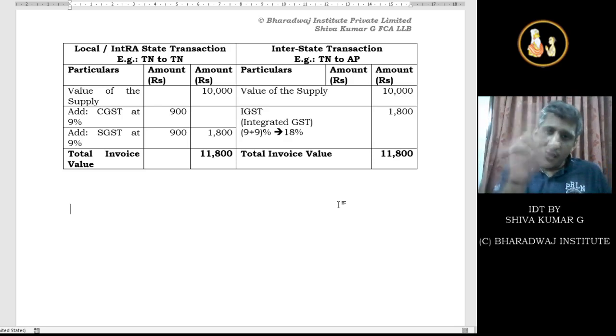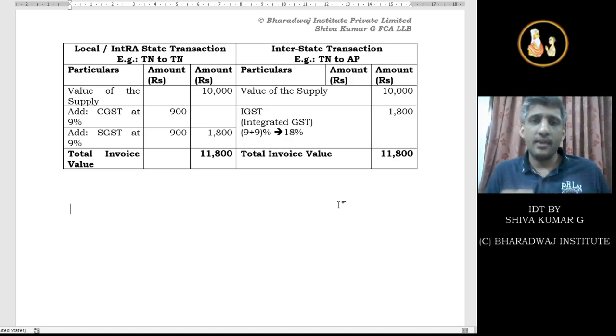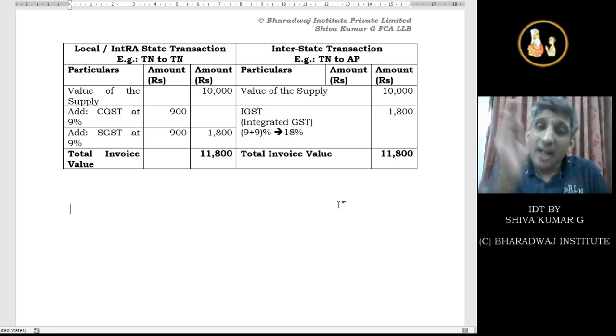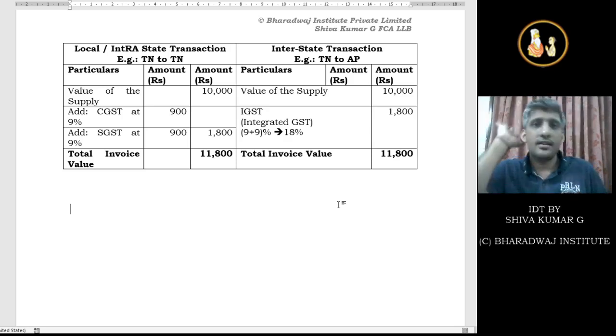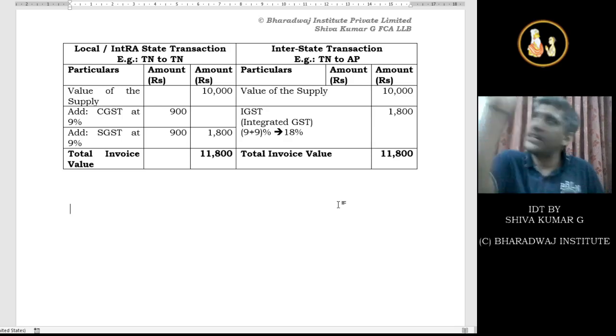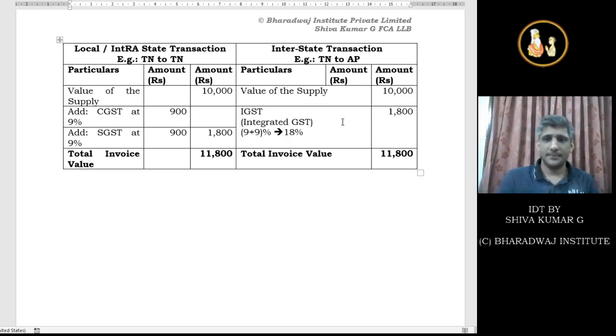Inter-state, between two different states, then I will pay the entire 100% tax to the central government. It is the central government's job to give 50% to the buying state. My job as a taxpayer is over if I pay the entire tax to the central government. It is called IGST.